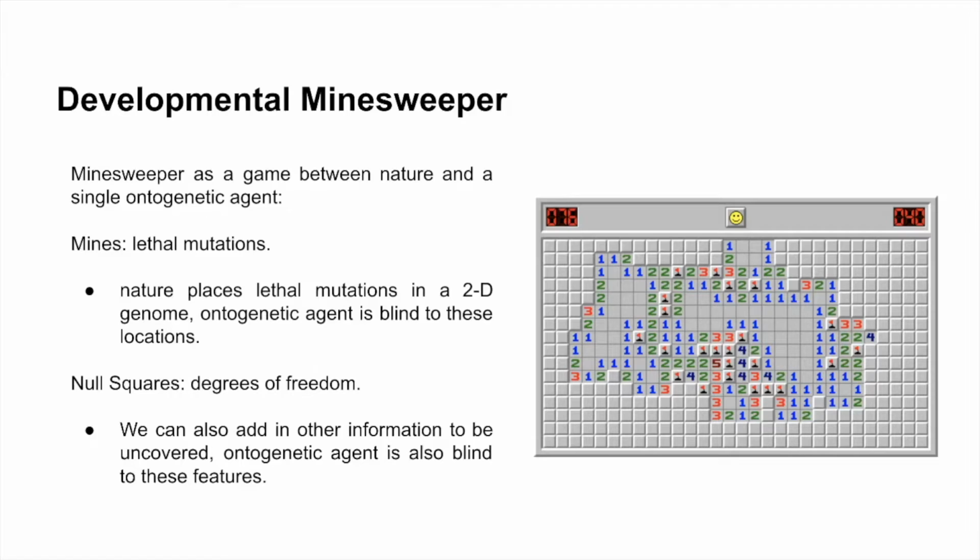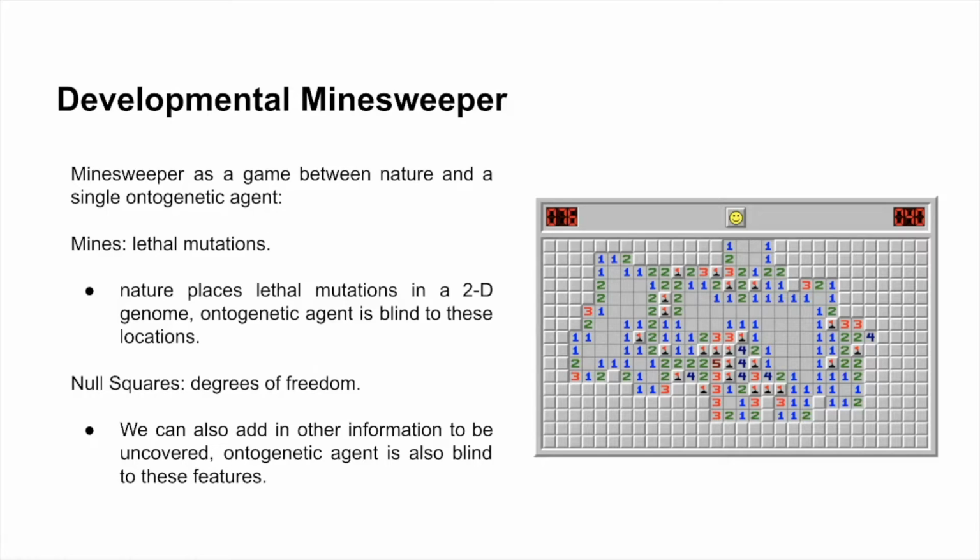In this case, we're going to look at a very specific case, and this is the developmental minesweeper game. So this is a picture of the classic minesweeper game on the right. And minesweeper is a game between nature and a single ontogenetic agent. So the ontogenetic agent is doing the job of player 1 in this minesweeper game. They're selecting different tiles and uncovering a piece of this landscape. And the idea is you can't select a place where there's a bomb or a mine because you'll blow up and your game will be over. So the idea is not to pick a spot where there's a mine, and you get as much of the board uncovered as possible. And so if you can uncover every square but the squares where there are mines, you win the game.